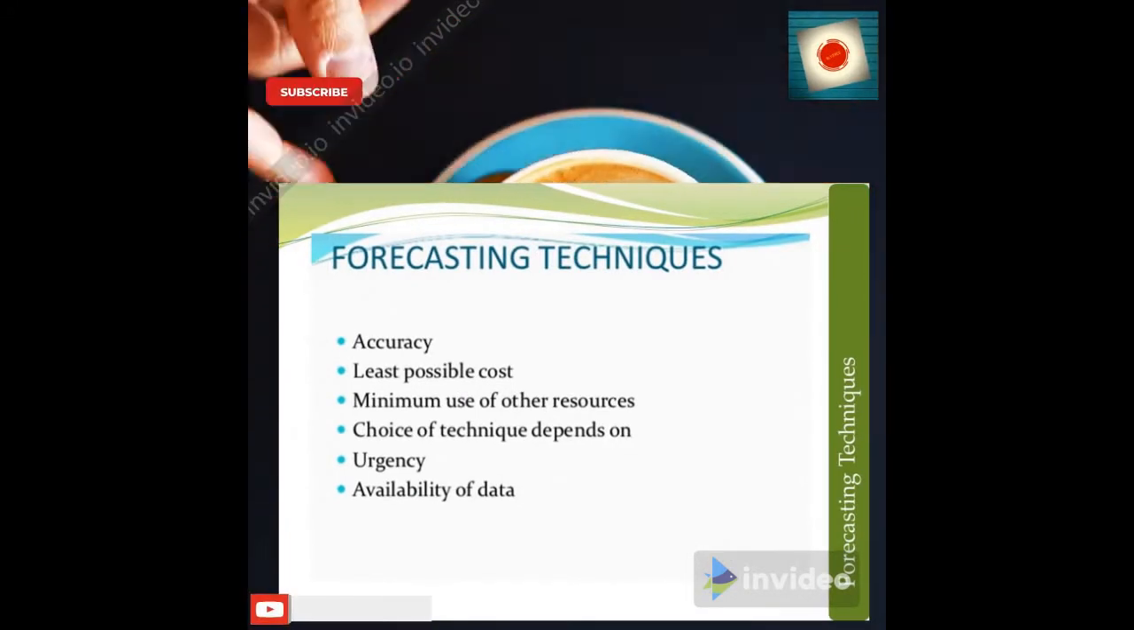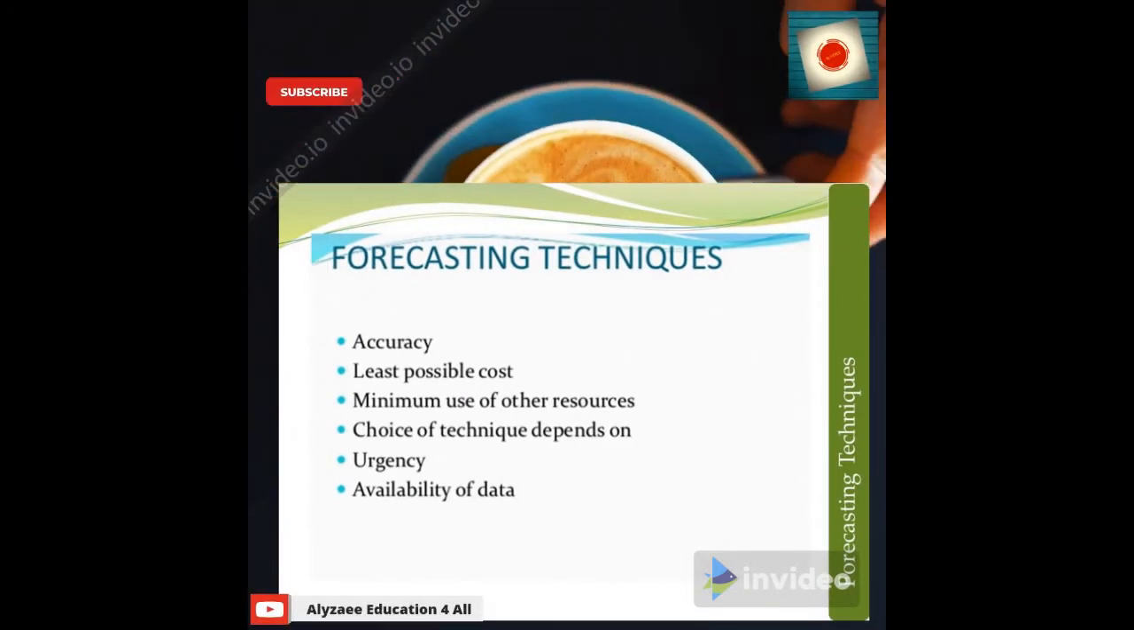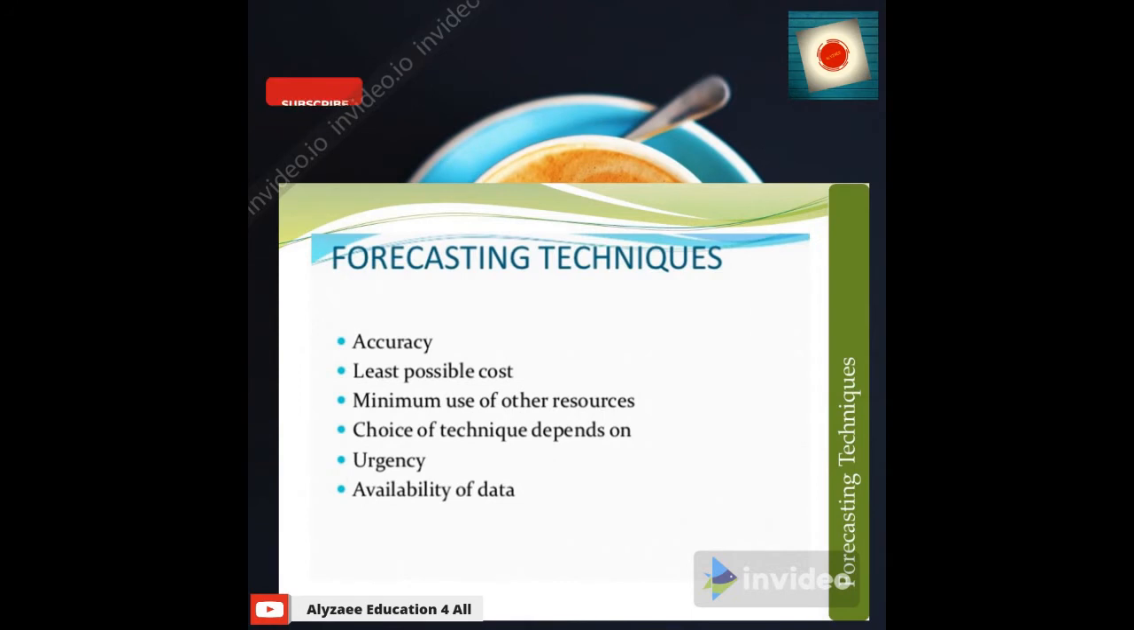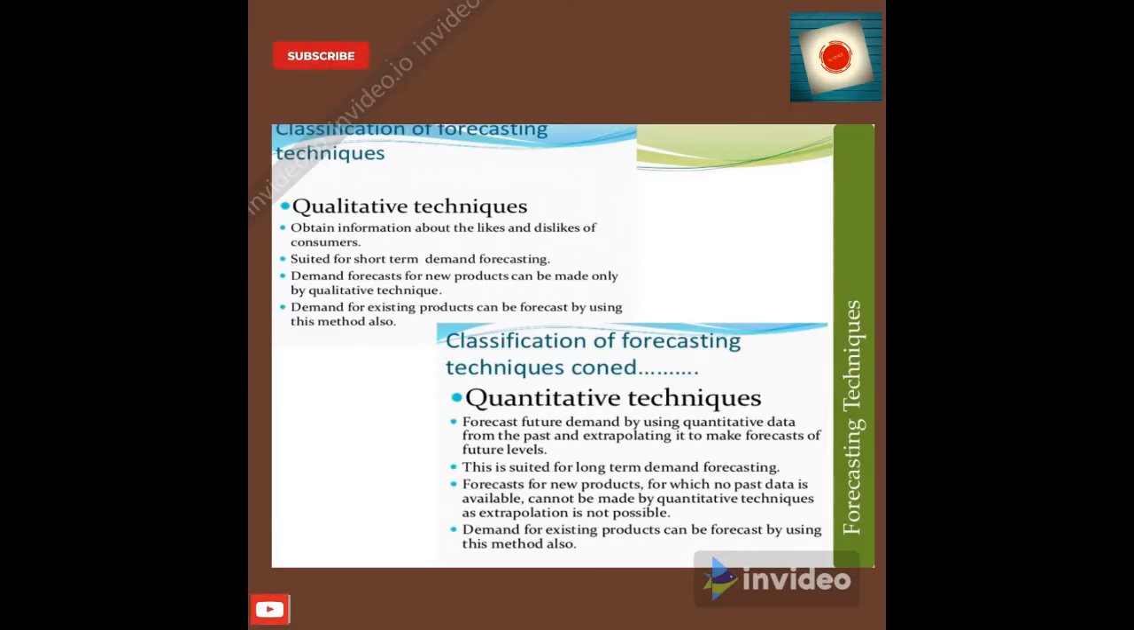So why forecasting techniques? Forecasting techniques are used to bring accuracy, least possible cost, minimum use of other resources, choice of techniques, urgency, and this all depends on the availability of data. So classification of forecasting techniques, we divide it into two techniques. One is qualitative techniques and the other is quantitative techniques. So one is called quality, the other is quantity.